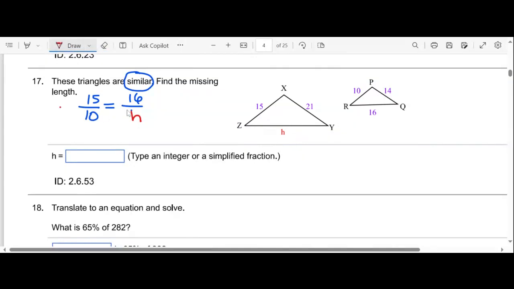So what's the answer? What do you do? 15h and 100. So h equal what? 16 times 10 over 15. Can you cancel? Divide by 2. No, by 5. You get 3. By 5, 2. So your final answer is what? 32 over 3. Is this clear?